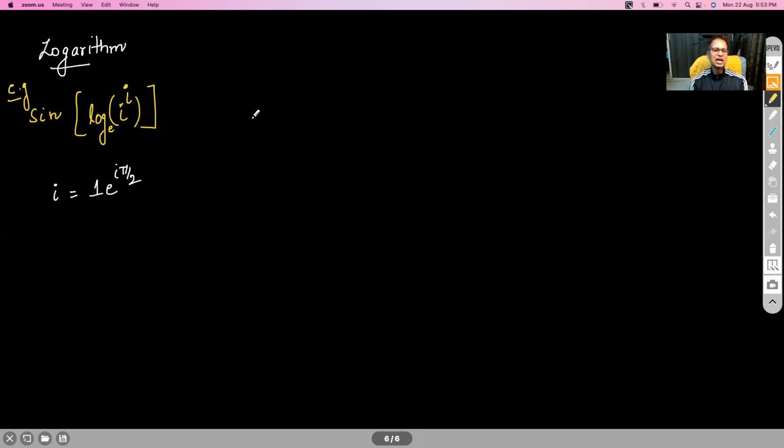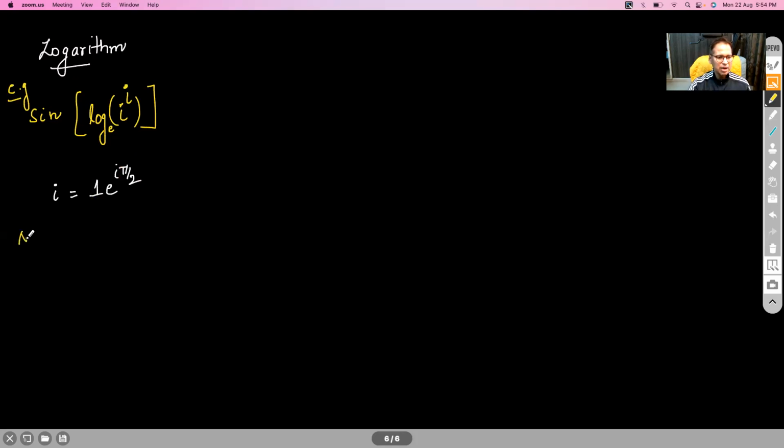Okay. Of course, this is the last class of complex numbers, so things have already taken a shape to the difficult side. Yes, i to the power i can be written as 1 e to the power i pi by 2, because 1 is the modulus of i and pi by 2 is the argument of i, correct?